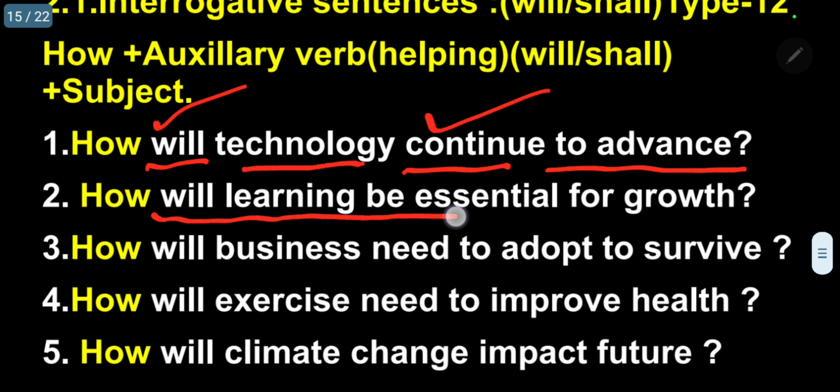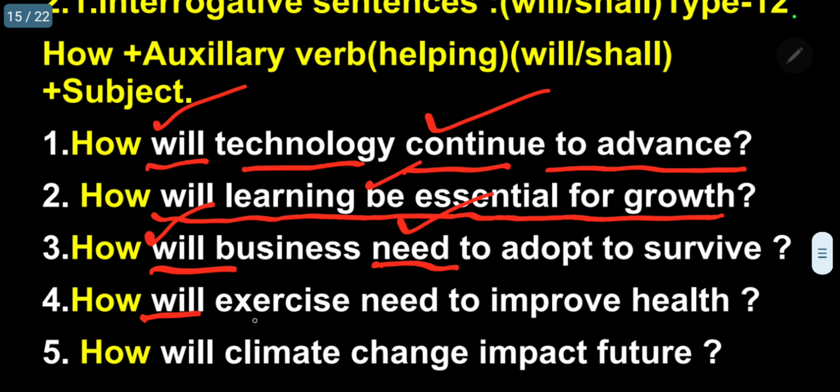How will learning be essential for growth? Be is the main verb. Be means am, is, or are; all these are indicated by be verbs. Will is the auxiliary. How will business need to adapt and survive? Need is the main verb, will is the auxiliary. How will exercise need to improve health? Need is the main verb, will is the auxiliary verb acting as a helping verb.